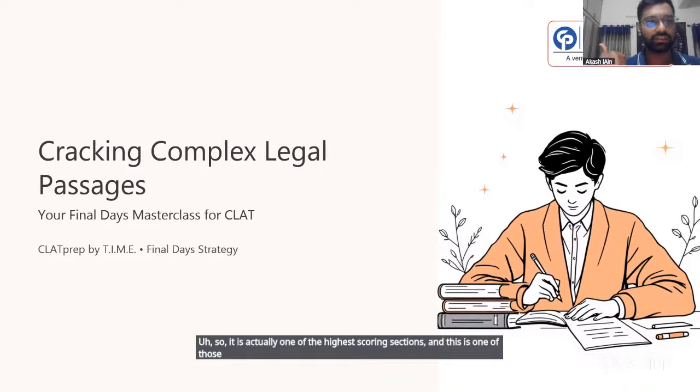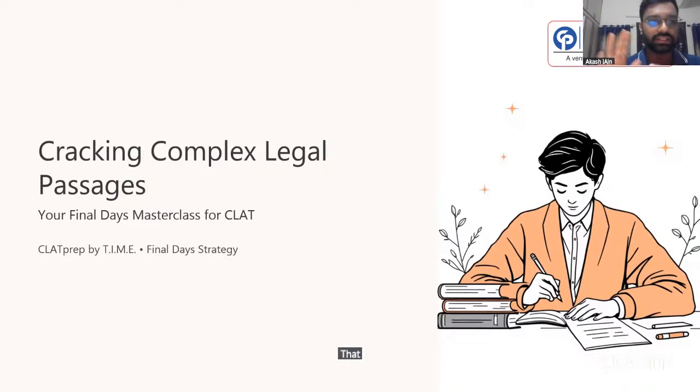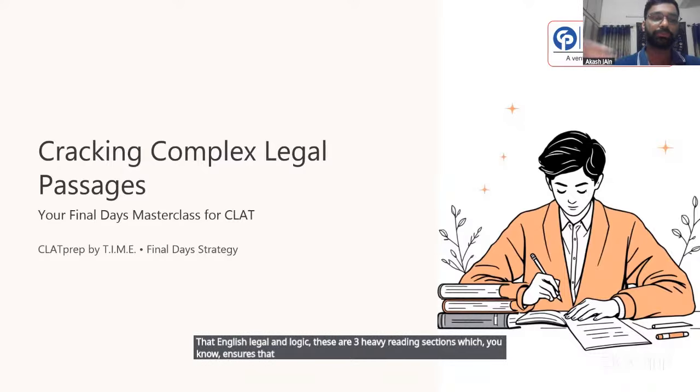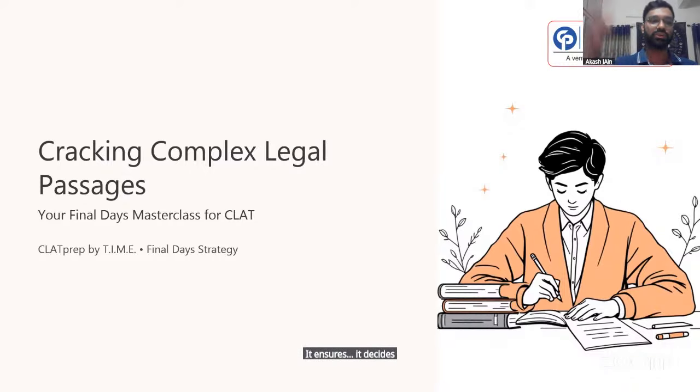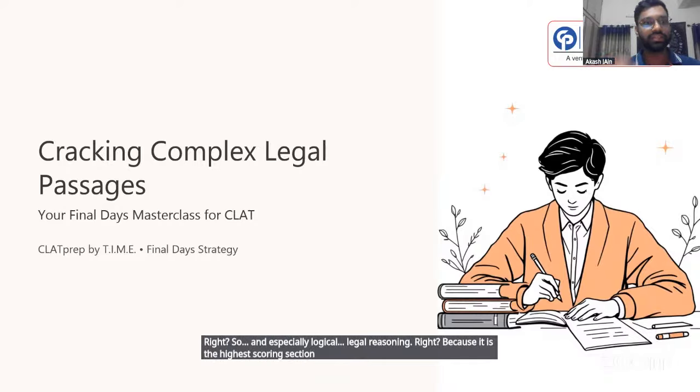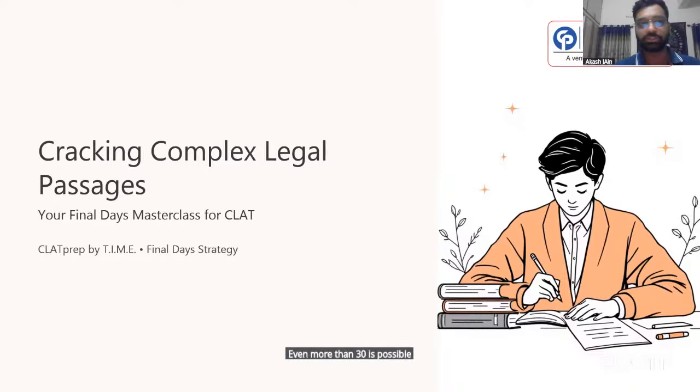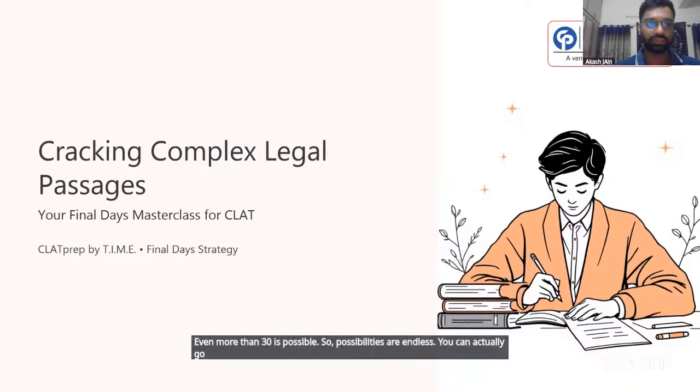In fact, I usually say that English, legal, and logic are three heavy reading sections which ensure that you're going to NLU. If you do well in GK and quants, it decides which NLU you're going to. But your selection, whether you're going to NLU or not, depends on English, legal, and logic, right? And especially legal reasoning, because it is the highest scoring section. You can easily score 30, even more than that is possible. So possibilities are endless. You can actually go on to score up to 32.